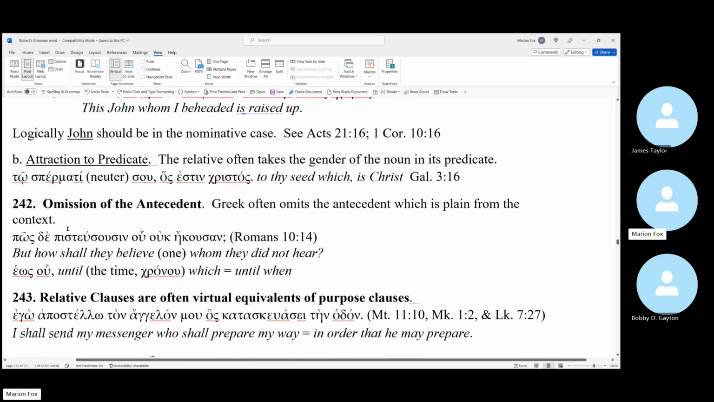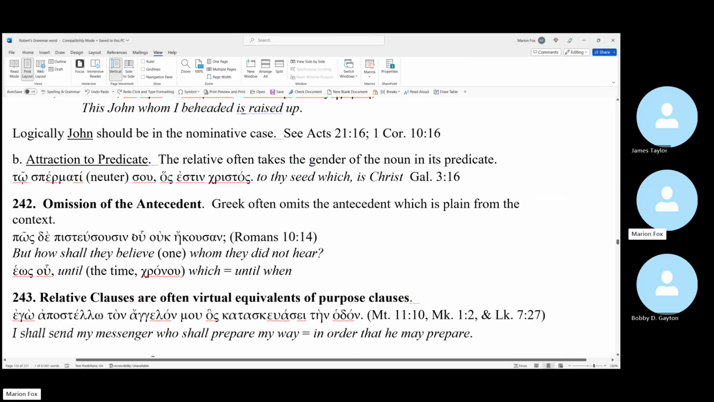Post pisteusin... who... akousan, Romans 10:14. And of course, that's post-positive today: how shall they believe in whom they did not hear? And so the antecedent is omitted.